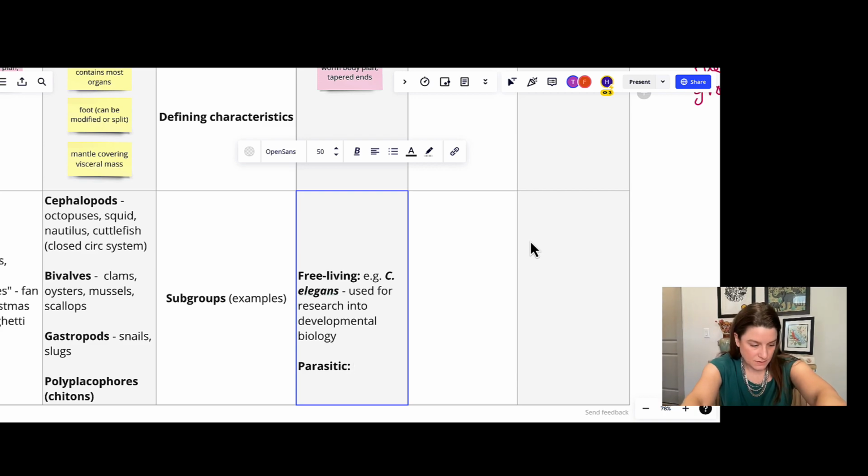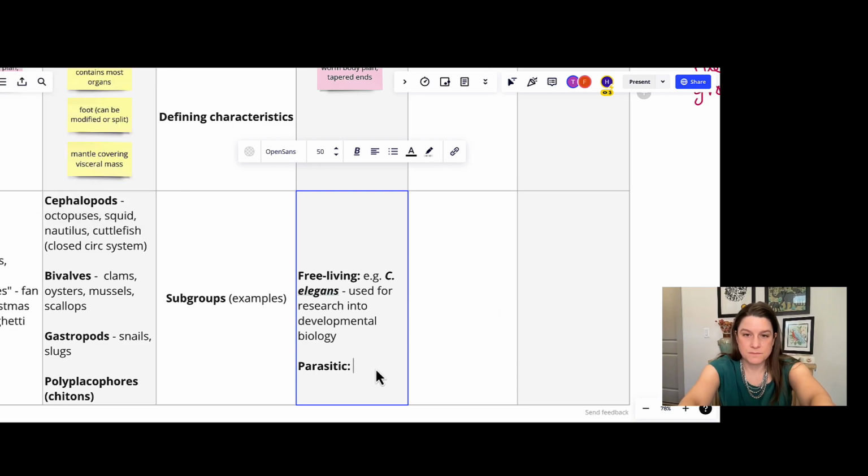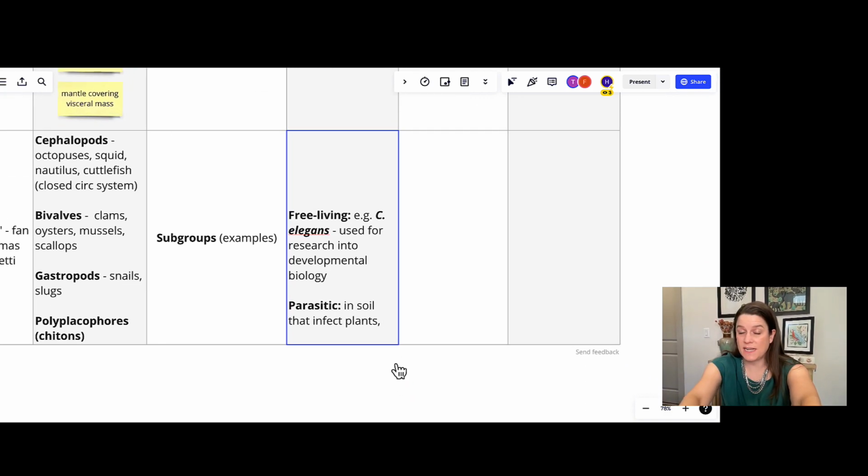So let's see, how do we want to say this? Some that are in soil that infect plants. We also have ones that infect animals like humans.